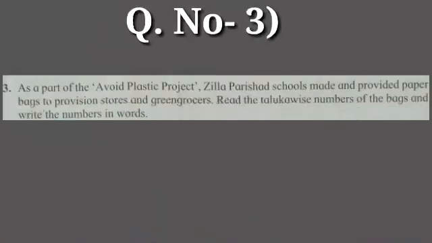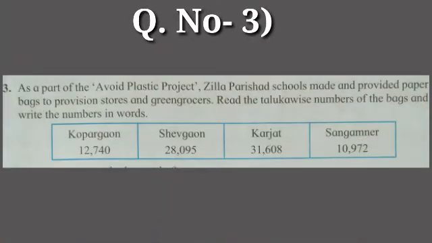Now let's move towards your question number 3, which is: as a part of the Avoid Plastic project, Zilla Parishad schools made and provided paper bags to provision stores and greengrocers. Read the taluka wise numbers of the bags and write the numbers in words. Just below that, the names of the talukas are given, that is Kopargaon, Shevgaon, Karjat and Sangamner, and below these talukas the numbers are given, which is the number of bags prepared by the Zilla Parishad schools.